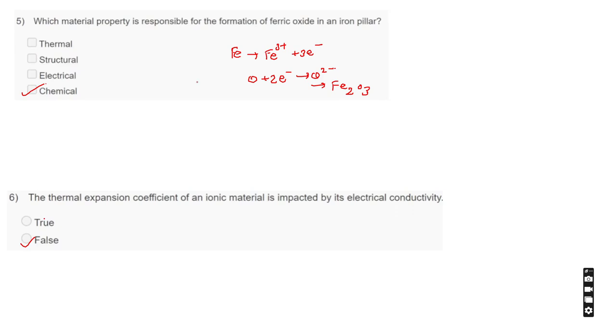Why can't we say electrical property? I don't understand. What do you mean by electrical property in that sense? Because we are having a closed circuit for corrosion to happen. Electrical circuit is happening. Why can't we say electrical?